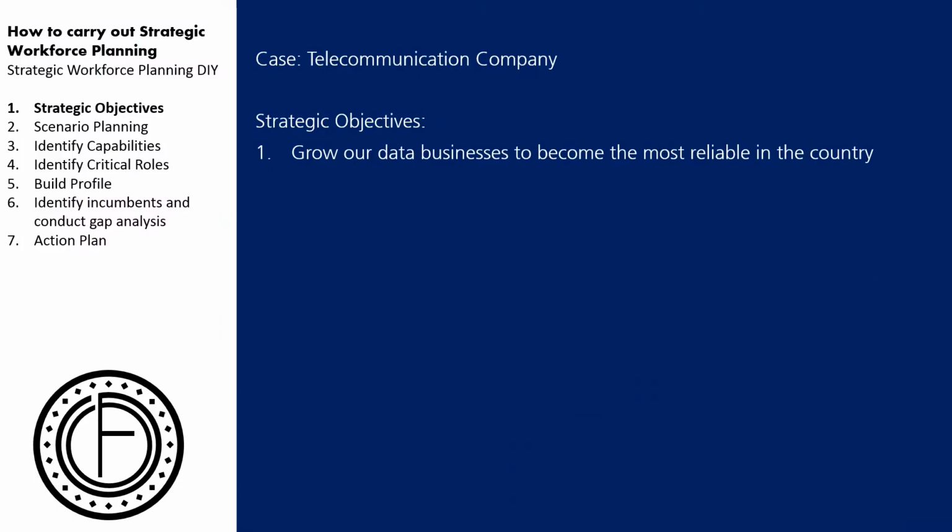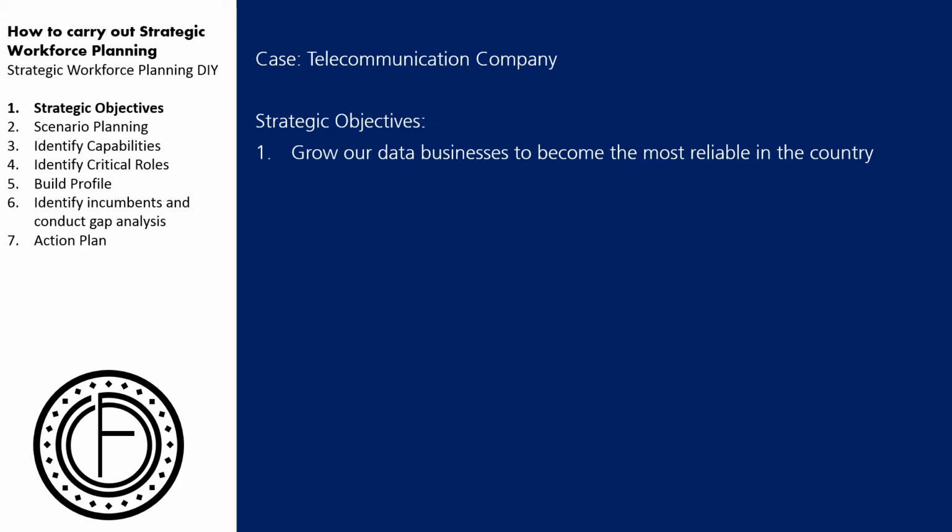So, for the purpose of learning, we will be making use of the case of a telecommunications company, and in the course of this course, we'll cover 7 areas, which are strategic objectives, scenario planning, identifying capabilities, identifying critical roles, building profiles, identifying incumbents, and then conducting gap analysis.